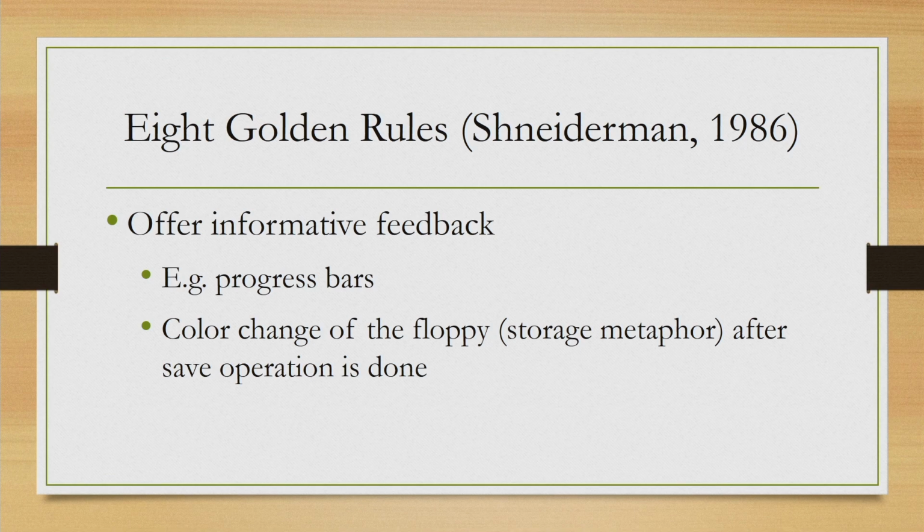The third golden rule is to offer informative feedback. So, whatever the user is doing, the user should get a feeling of how he is performing. For example, suppose the user wants to save a file and the user presses the File menu option, under that the Save submenu option, but then nothing happens. There is no visible change on the interface. So, then the user will not be sure whether the file has been actually saved or not. Instead, if you provide some change in visual appearance of the screen, then probably the user will be more comfortable.